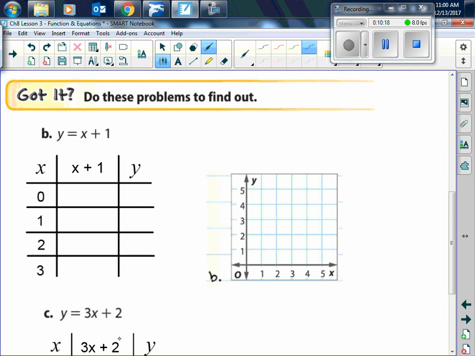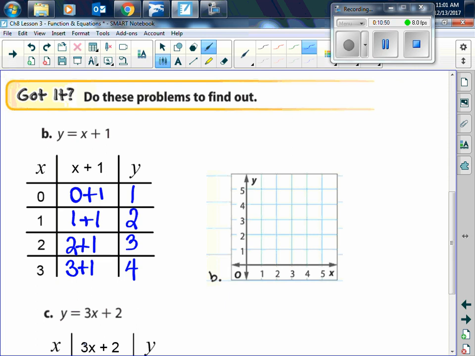So 0 goes in for x. So that's going to be 0 plus 1. And that's going to be equal to 1. 1 goes in for x. So that's 1 plus 1. That's equal to 2. 2 goes in for x. 2 plus 1, 3. And finally, 3 goes in for x. 3 plus 1, which is 4. And that's how you complete your function table.